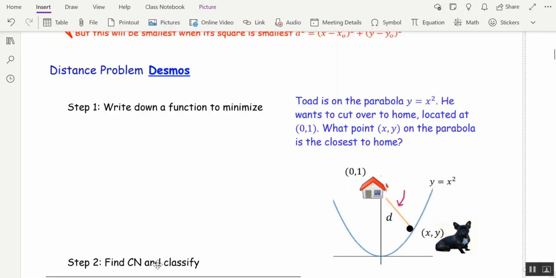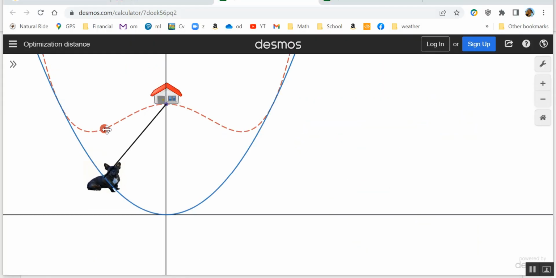And I've got a Desmos file here I can show you. Here's Mr. Toad moving along the parabola. That red dotted line you're seeing is his distance from home. So it's the length of that black line between Mr. Toad and home. And so we can see when Mr. Toad is at the bottom of the parabola, he's farthest from home, well, locally farthest from home.